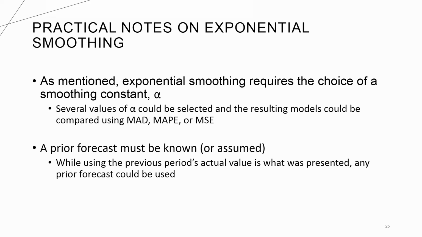All right. And like we said, you have to have a prior forecast to do exponential smoothing. It's recursive. We use the prior period's actual value as our starting point. But it is possible to get the starting point in a different way. You can use any method you like to get yourself a starting point, and from that starting point, you can use exponential smoothing. The way we got the starting point is not the only way.